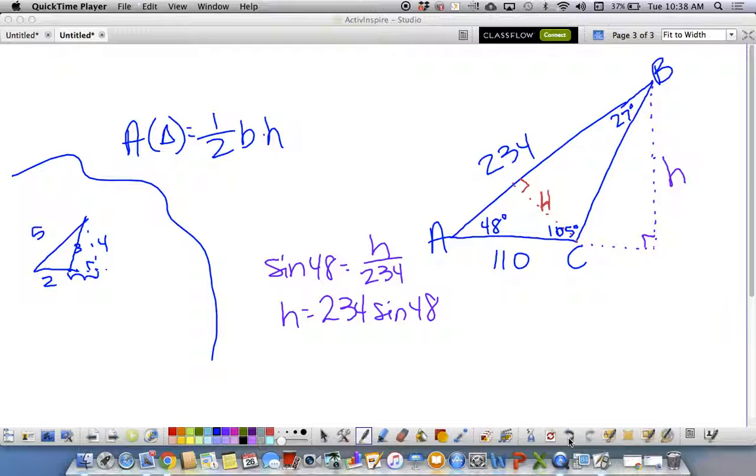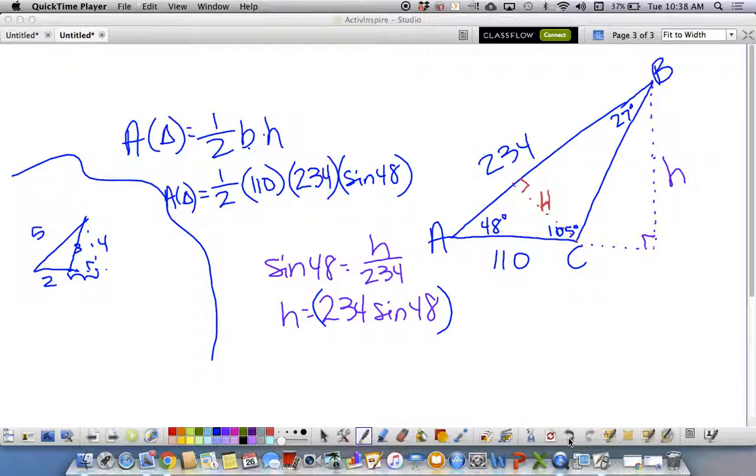Can you find it? So wait, here's my height. What's my base? 110 times 234 times, oh wait, I did leave the half in there. Sine 48. That's the area of my triangle. One half, 110 times 234 times sine 48. Go ahead and find the area of my triangle. And then we'll look at whether there is an easier way.